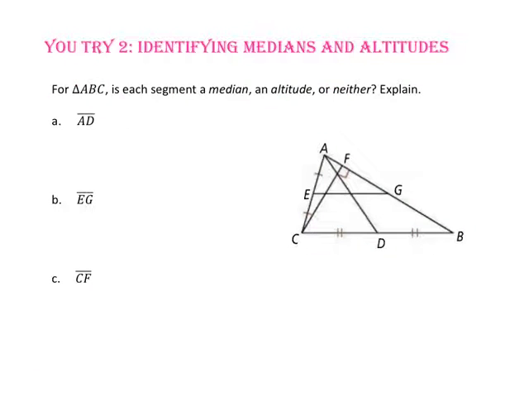Pause the video and do your try number 2. For triangle ABC, is each segment a median, an altitude, or neither? Explain. For part A, let's look at segment AD. Well, I can see that segment AD starts at the vertex of triangle ABC and goes to point D, which is the midpoint of segment CB. So segment AD is a median.